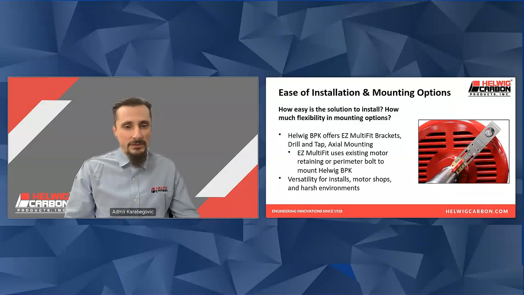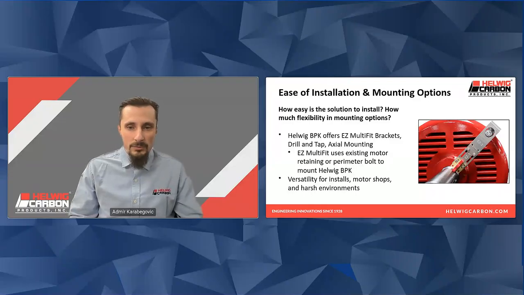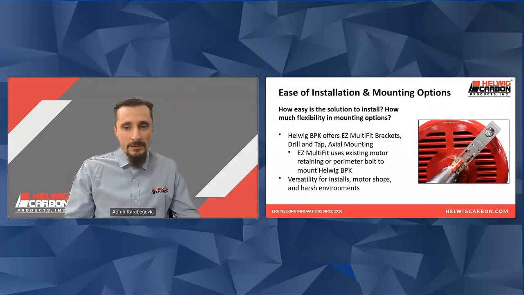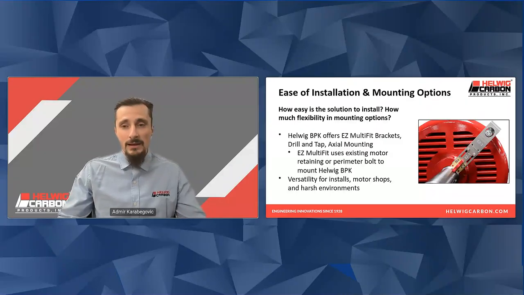The easy multi-fit uses existing motor retainer or perimeter bolts to mount the Hellwig BPK, similar to the picture on the right. So basically you would undo one of the motor bolts, slide that bracket in, tighten it up, and then there is a little red tab on our bearing protection kit, and that is to set the height. Once everything is set, you release that tab, and that silver graphite brush will eject and hit the shaft, and then that motor is protected.